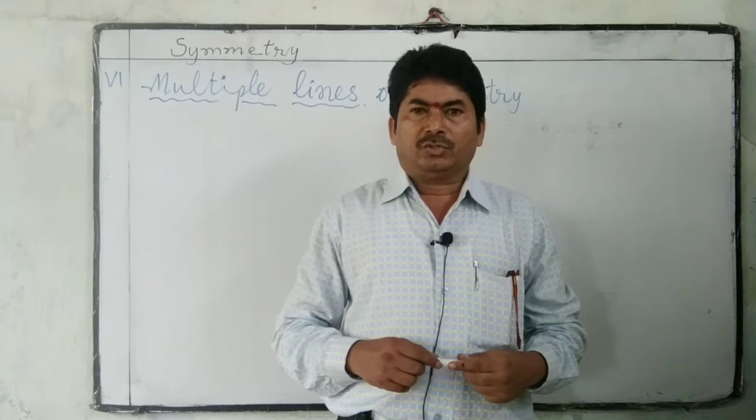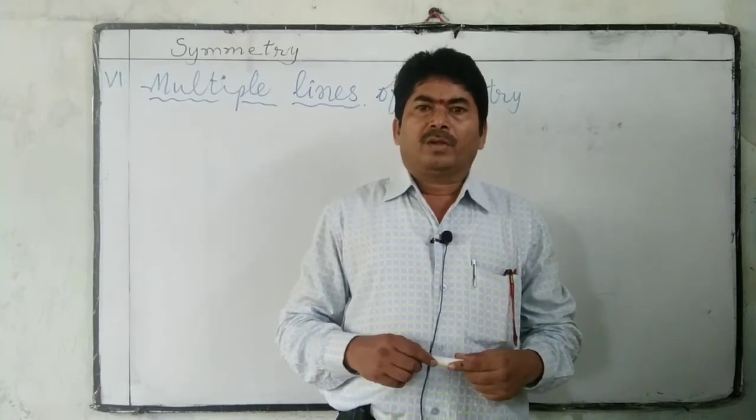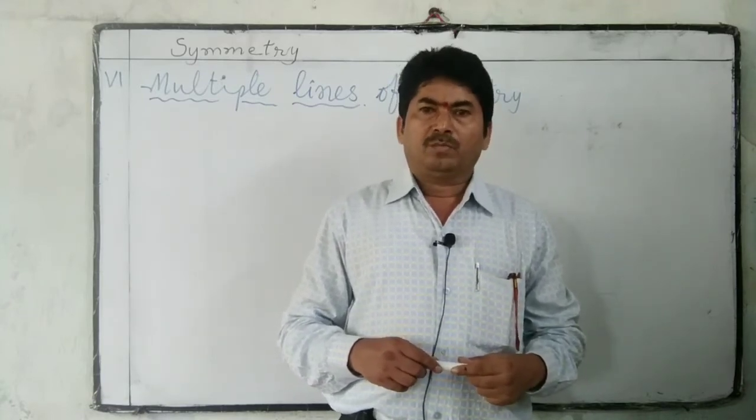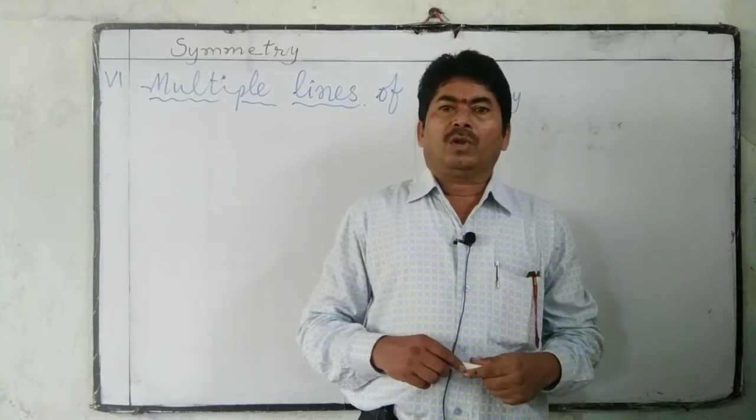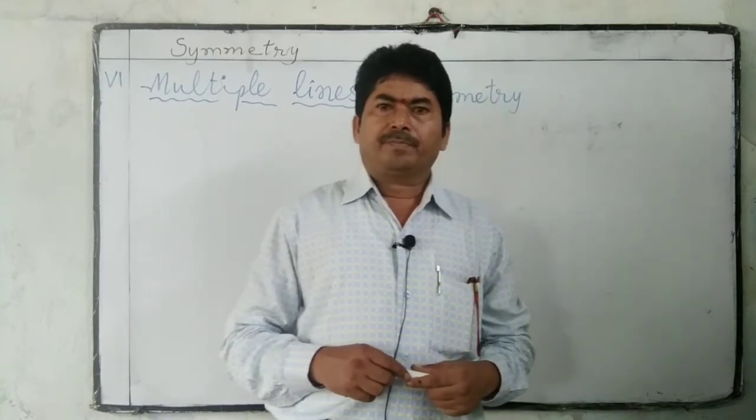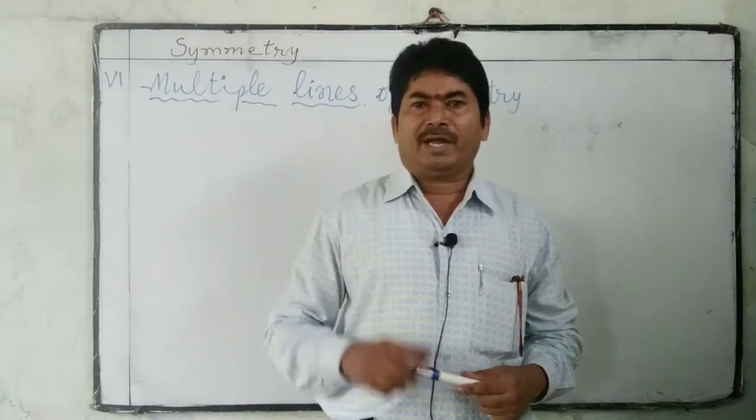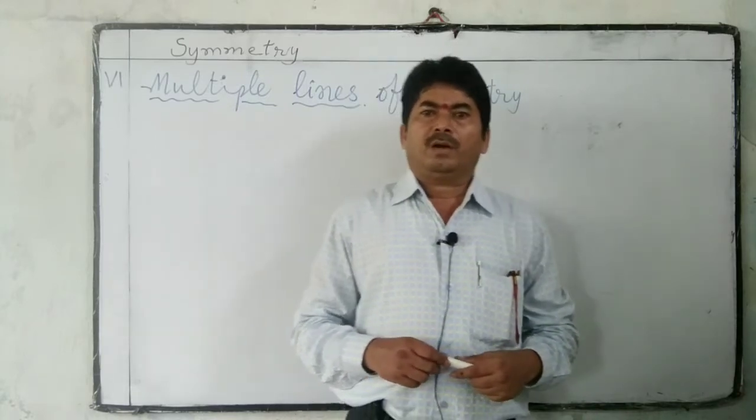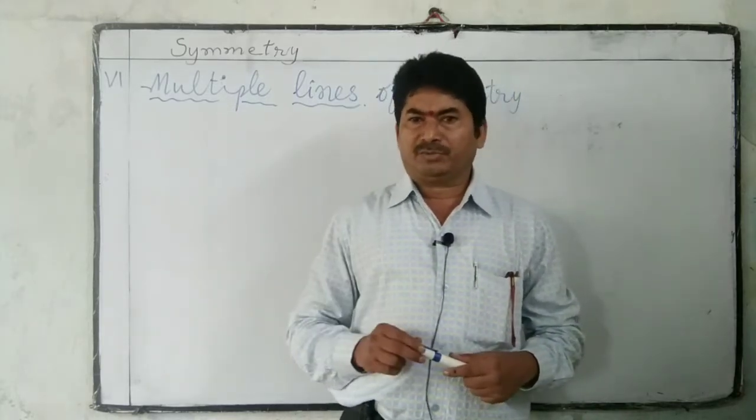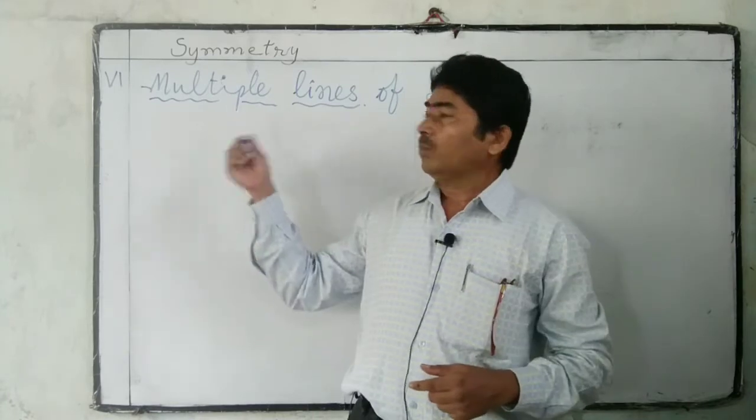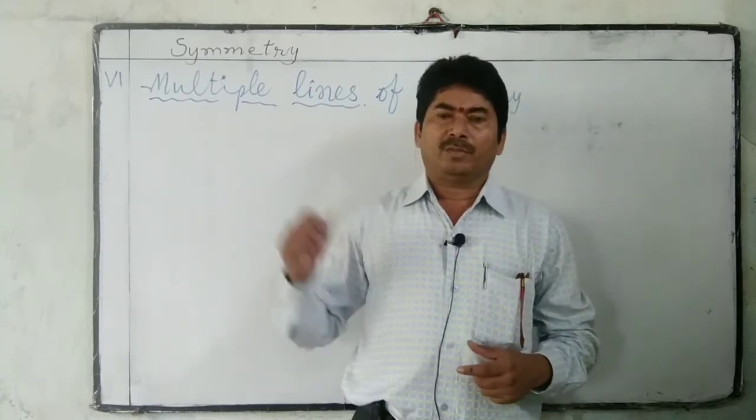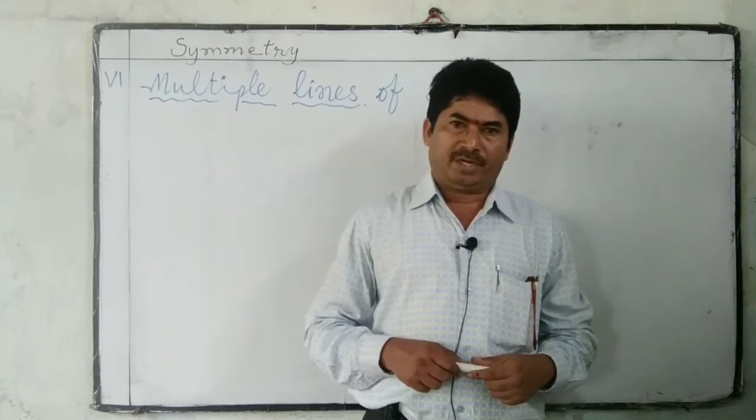So we understood so far, a figure may have no line of symmetry, only one line of symmetry, or two lines of symmetry, or more, means multiple lines of symmetry.